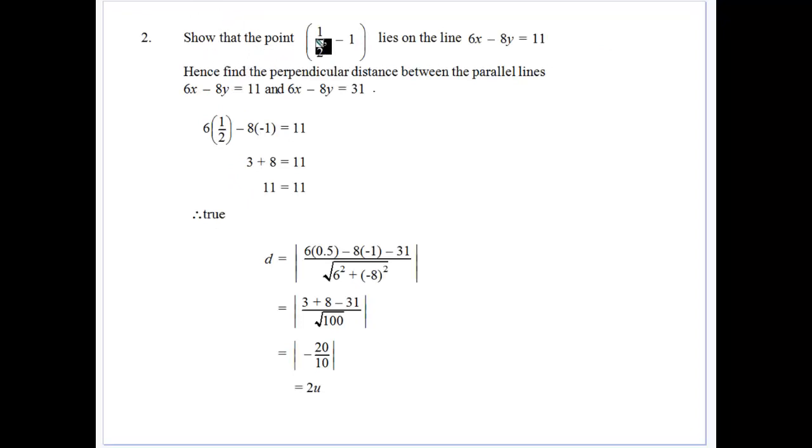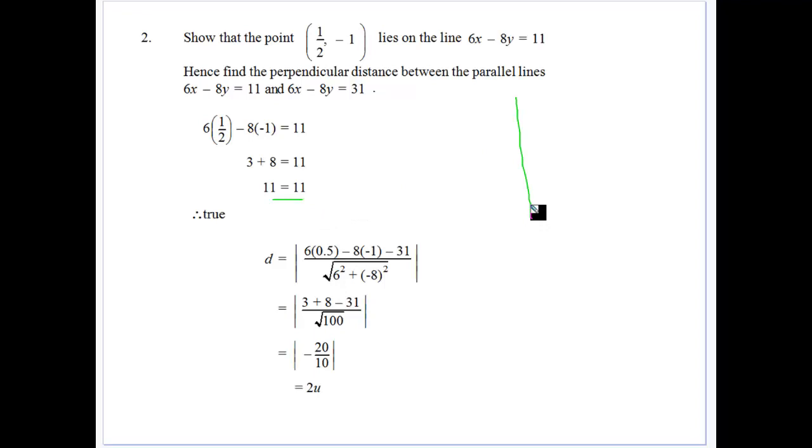Show that the point (half, minus 1) lies on that line. That's pretty easy. We substitute half and substitute 1 in, and we see that the left hand side equals the right hand side. So that's good. That makes sure that we've got that point on the line, and then hence find the perpendicular distance between the parallel lines.